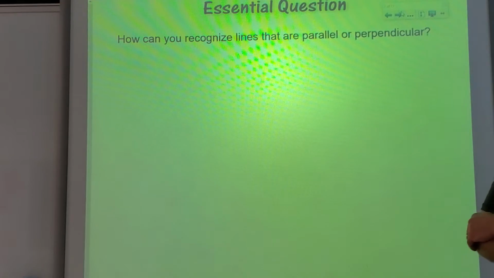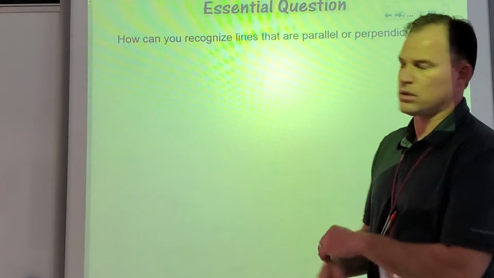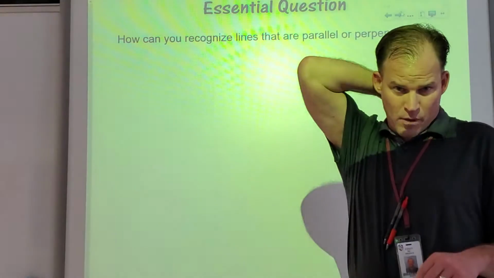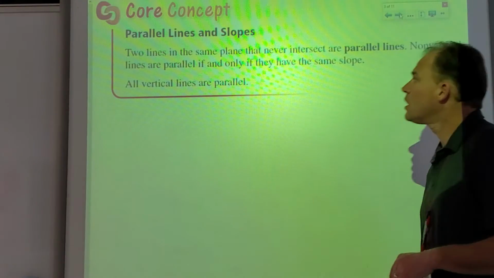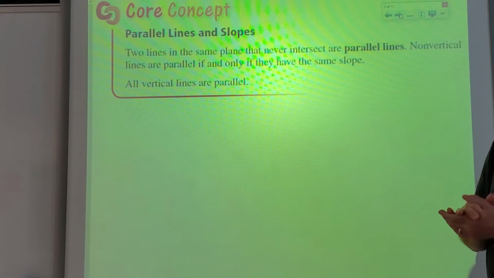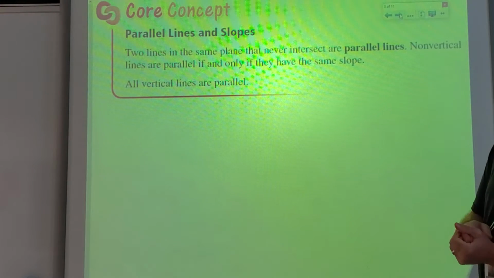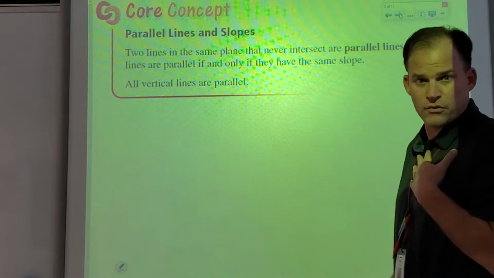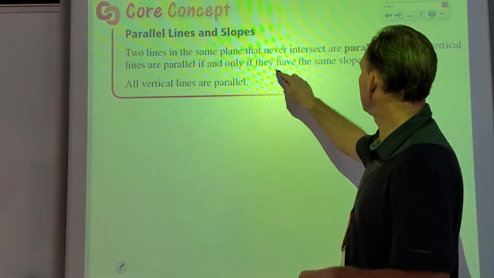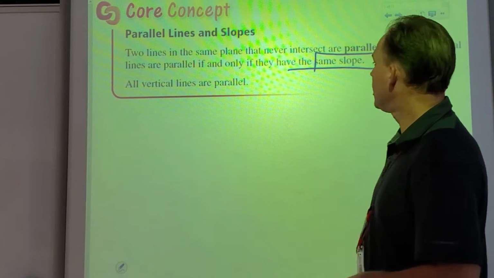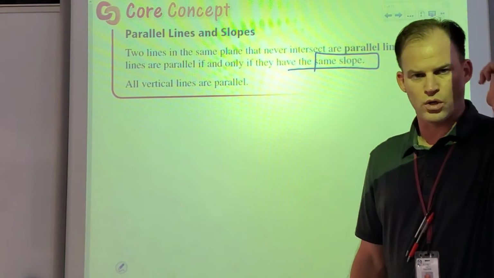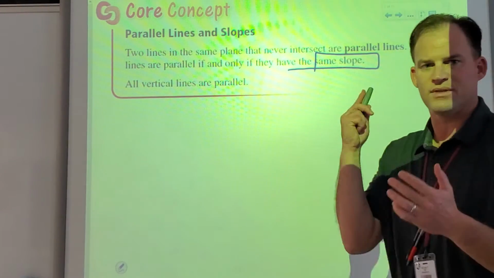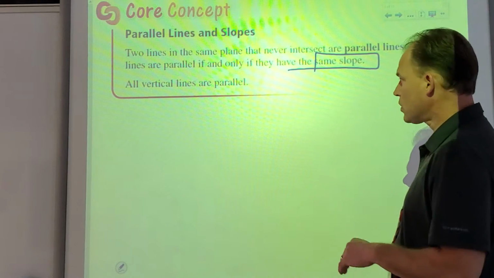So, how can you recognize lines that are parallel or perpendicular? So, what do you know about parallel? I wish we could ask questions right now. Parallel lines: two lines in the same plane that never intersect are parallel lines. What's important for us for this exercise, parallel lines have the same slope. Write that in your notes. Parallel lines have the same slope. All right?